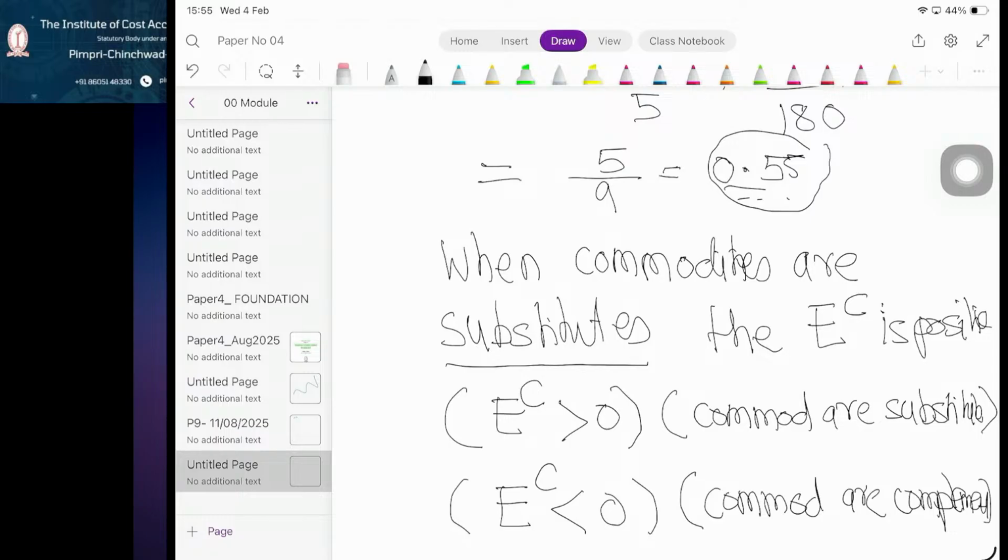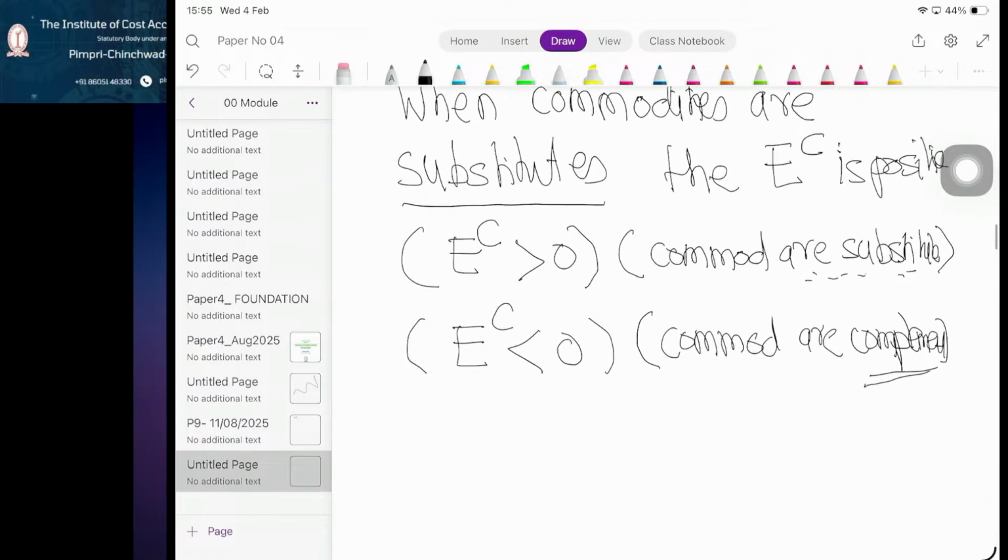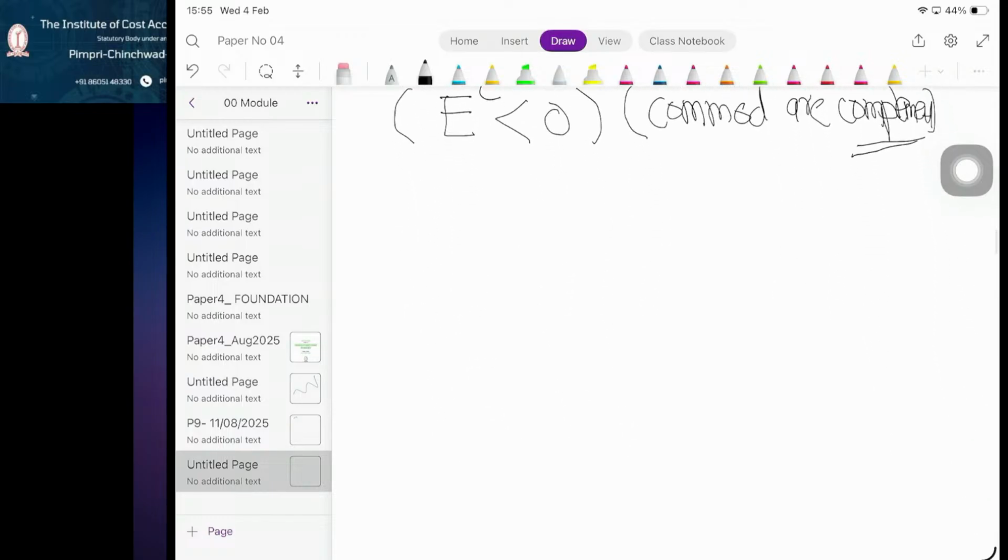Okay, if cross price elasticity is positive, what does it mean in terms of relation between the two commodities? If it's positive, they are substitutes. If it is negative, then they are complements. Okay, just one last idea we'll do in today's class. Okay, look at income elasticity of demand. Write that formula. Income elasticity of demand.